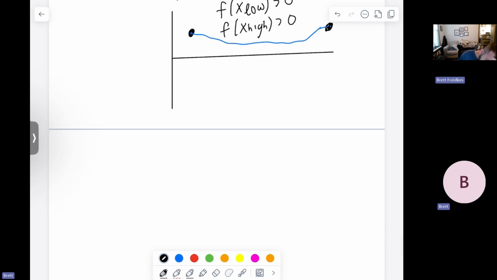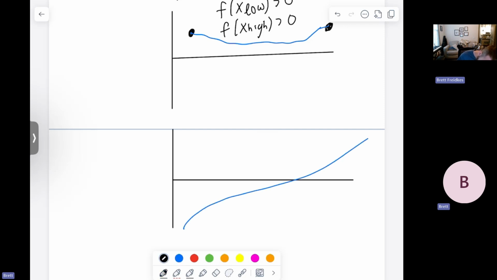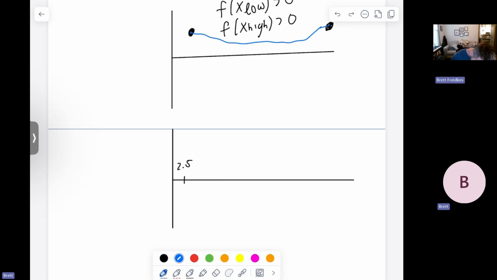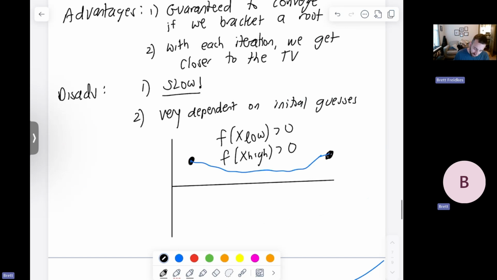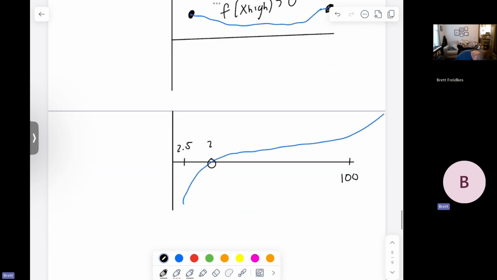Another thing that's very dependent on the initial guesses is how fast the method takes. In the previous example where I had the guesses of like 2.5 and 4, let's say it wasn't 2.5 and 4. Let me go ahead and make this really compact. Let's say it looks something like this. I do 2.5 and 100. Note the root is down here near 2.5. I think it was 2.7. Even though we're closer to the lower value, we don't know that.